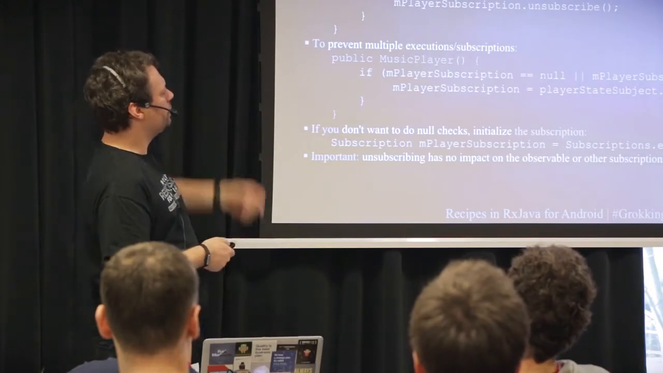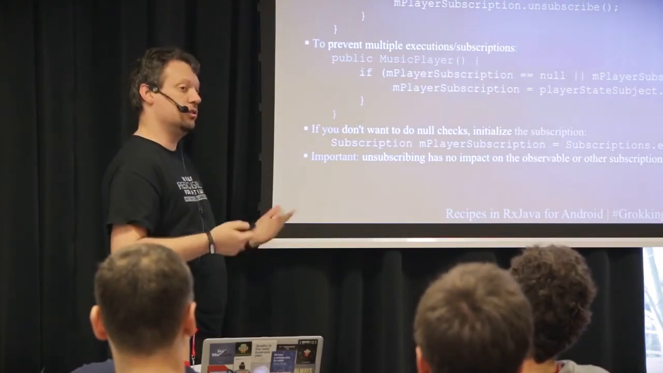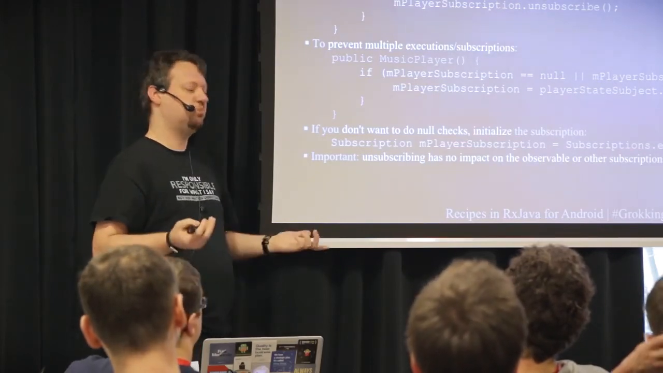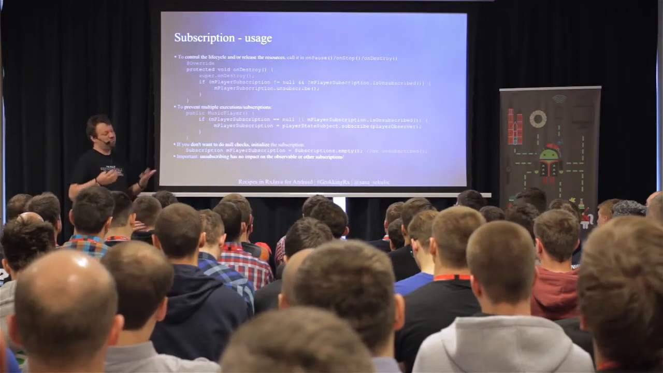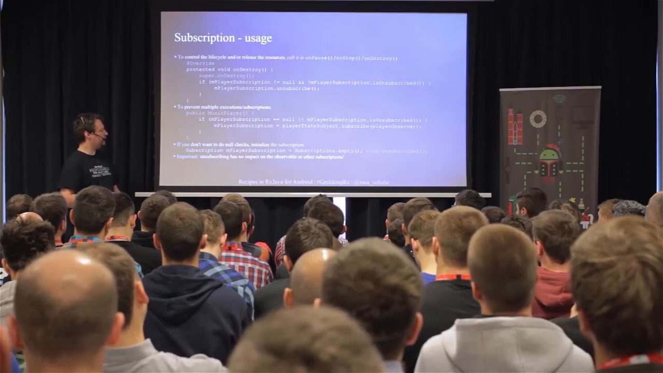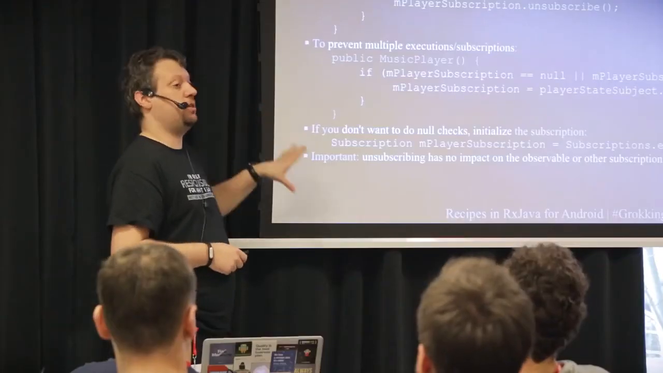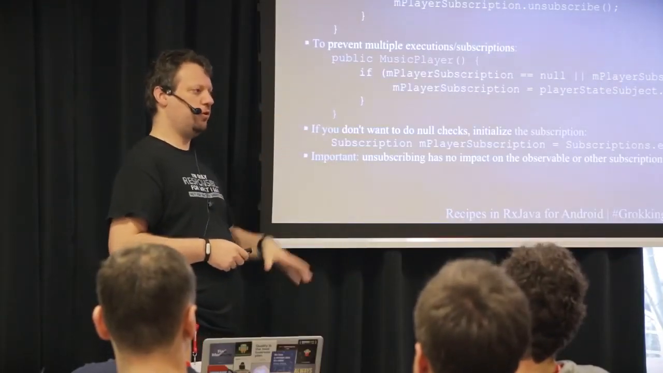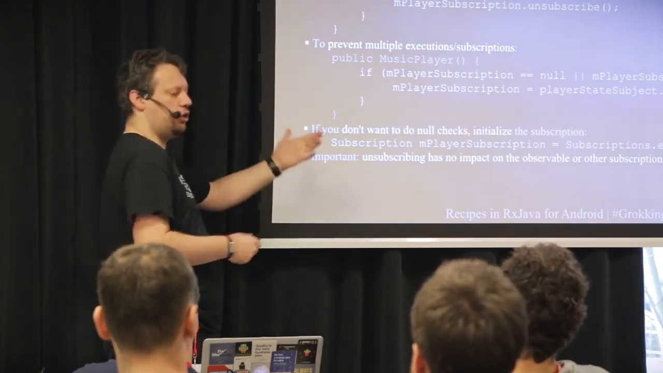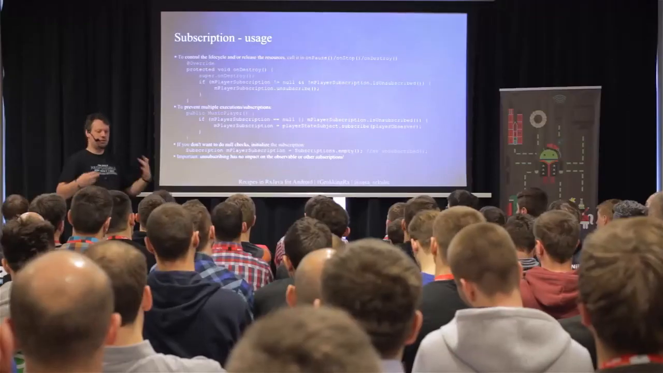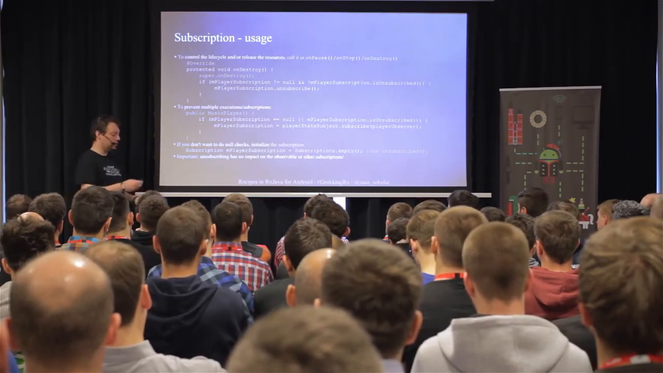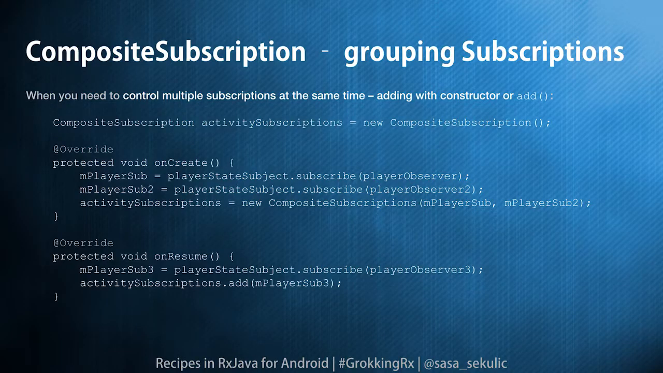If you don't want to do these null checks, you can also initialize the subscriptions. You have Subscriptions.empty. That's it. You also have completed, but nobody cares about this. One very important thing is that this subscription is independent from the observable. So if your observable is a hot observable, it will still continue making values, but you just won't receive them. If you have multiple subscribers to one observable and you unsubscribe this one, the others are still there. So that's still going.